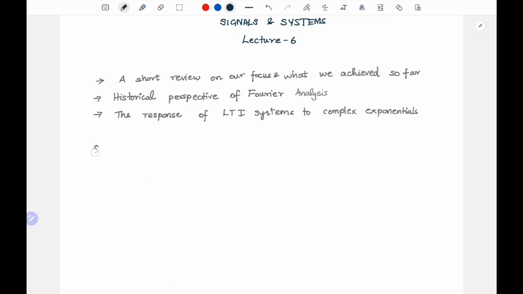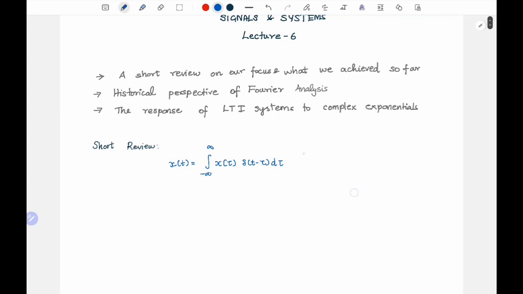What did we see so far? I'll give a short review. So we first saw the representation of a signal x of t in terms of shifted impulses, correct? X of tau, delta of t minus tau, d tau, minus infinity to infinity. So this is a representation of a continuous time signal as integral of shifted impulses.